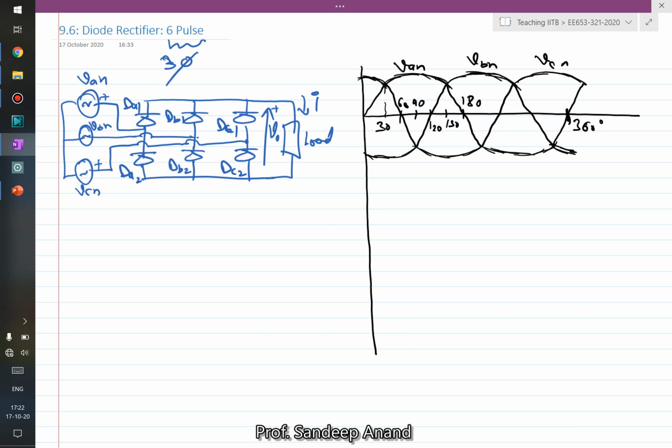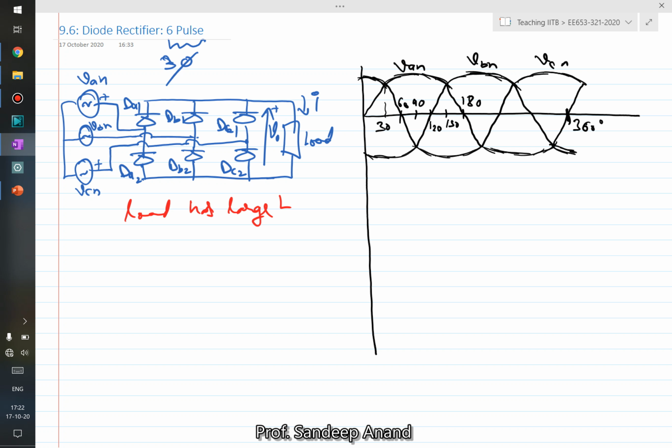Now the question is, which devices would conduct in which part? Let's also again consider that load has large L, or it could be also written as load current is continuous, right? It's operating in CCM, and in that case, out of the top three diodes, at least one diode has to conduct, and similarly out of the bottom three diodes, one diode must necessarily conduct. So let's start first from the top three diodes.